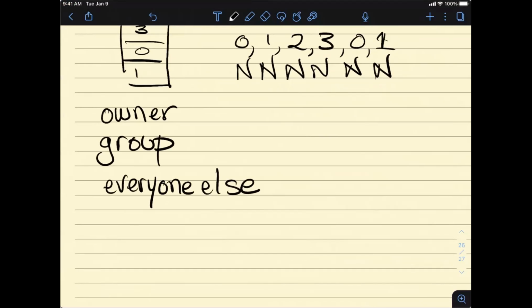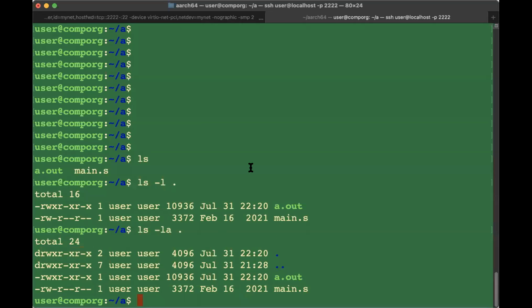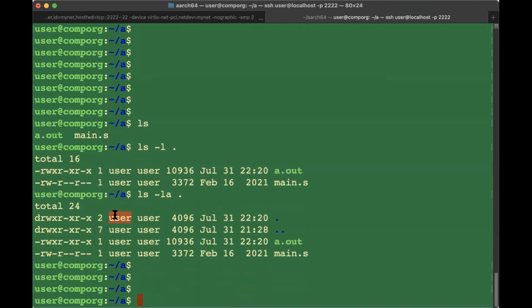Okay, so the owner, that's pretty clear. The owner is either the person that created the file or perhaps someone else, because I can change the ownership of files. Let me switch back and demonstrate that. See, I'm thrashing. Okay, so here is the owner of the file. And here is the name of the group associated with the file.